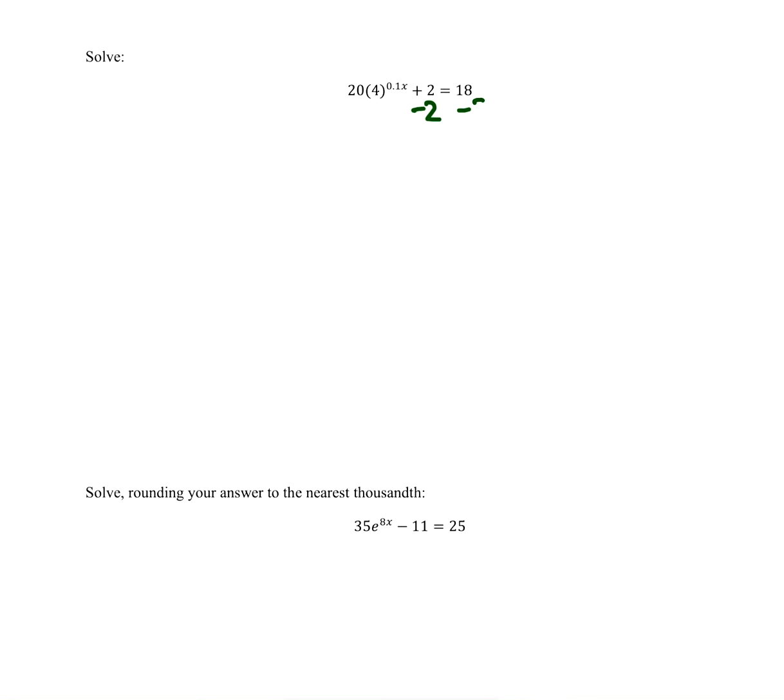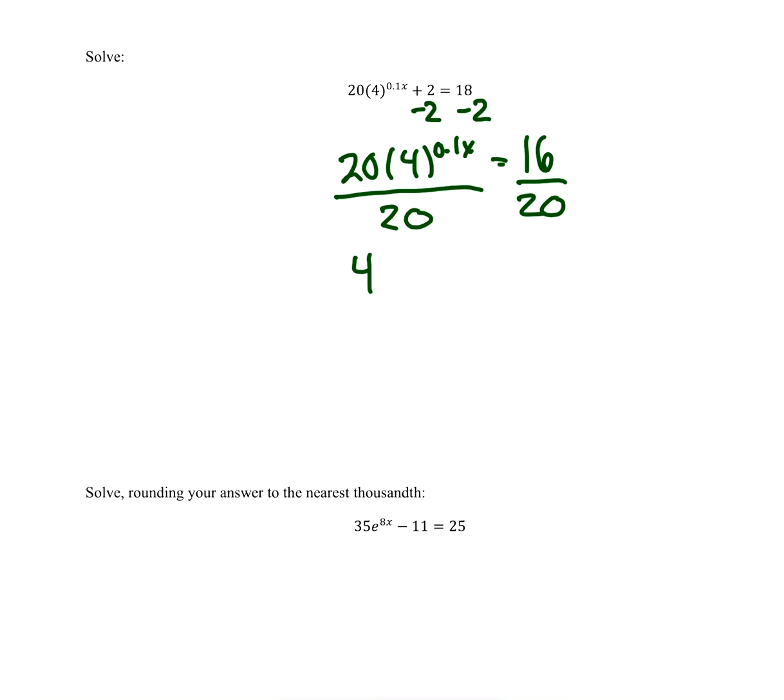Subtract 2, subtract 2. We're going to get 20 times 4 to 0.1x equals 16. Now it's important to note here that the exponent, the 0.1x, is only on the 4, not on the 20. So that means our next step is we're going to have to divide by 20 on both sides of the equation. And that's going to leave us with 4 to 0.1x equals 16 over 20. You can keep it at 16 over 20 if you want to. You could simplify it. I'm going to write it as 0.8.